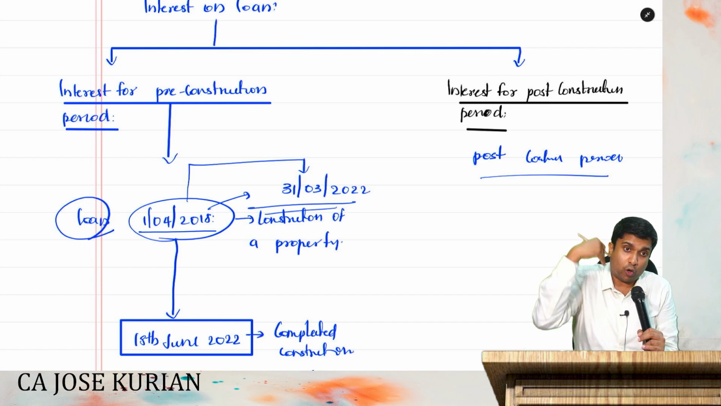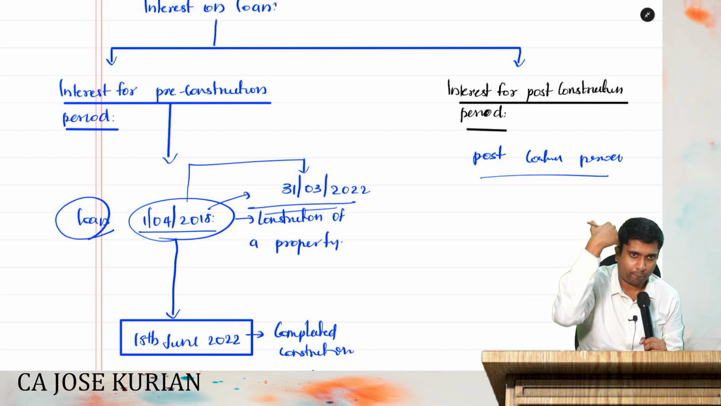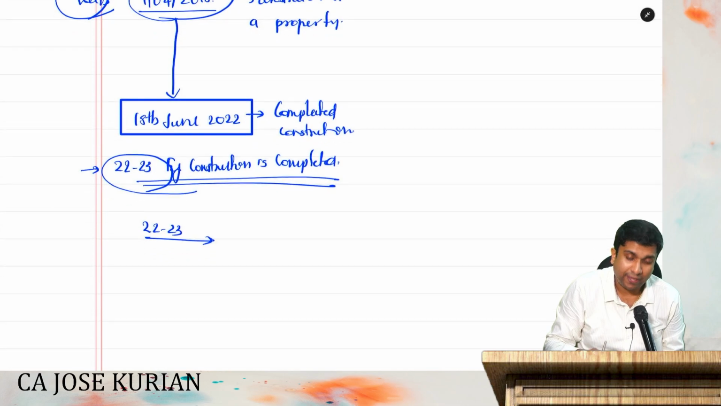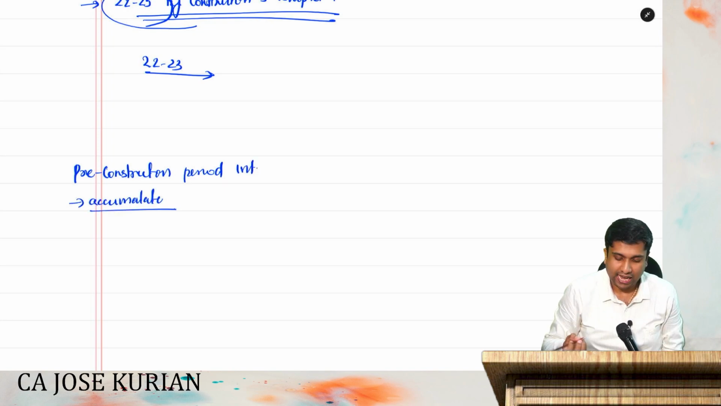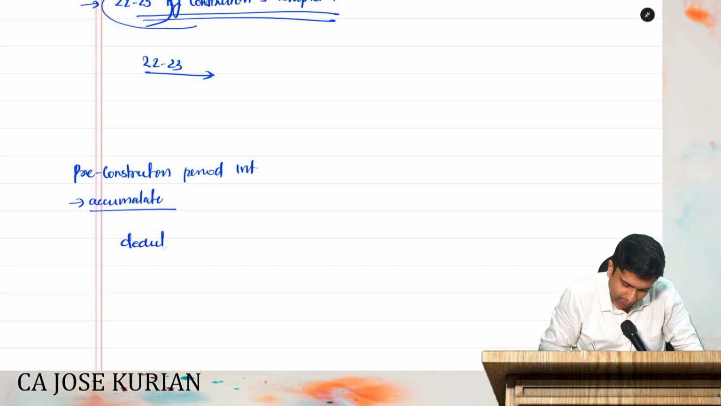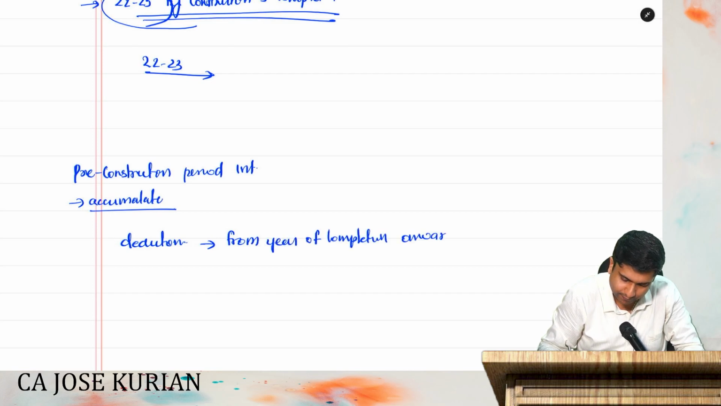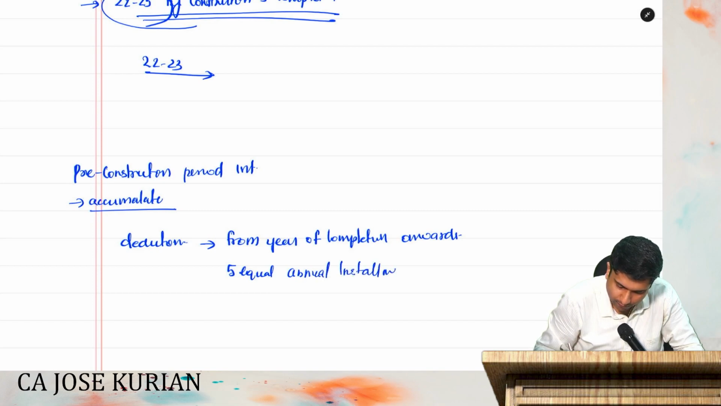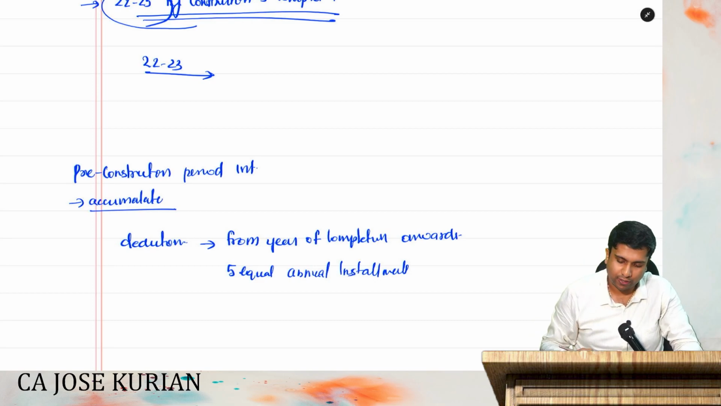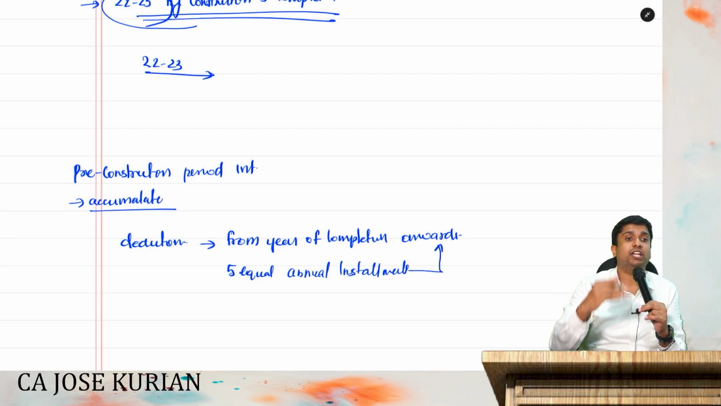So the department says all the interest that you pay or that is payable, whatever it is, has to be accumulated. All the pre-construction period interest you need to accumulate, and you can claim it as a deduction from the year of completion onwards. How to claim it? It is claimed as 5 equal annual installments from the year of completion onwards.